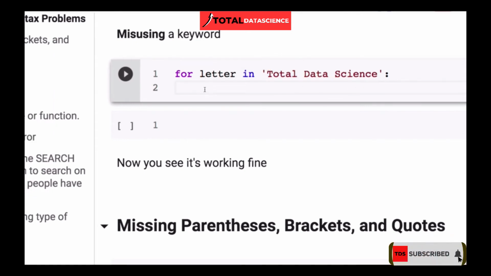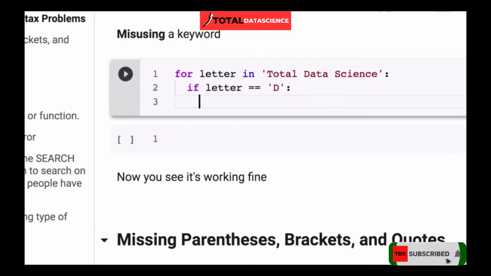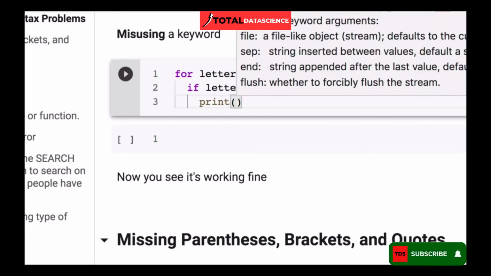So what I'm saying is that for each of the letters over here, if the letter is equivalent to, say, letter D, then what I want to do is print the letter out.